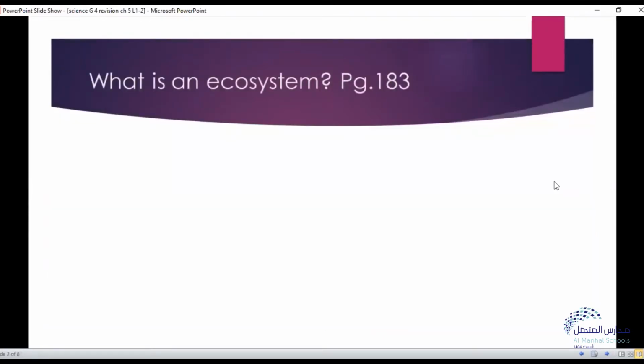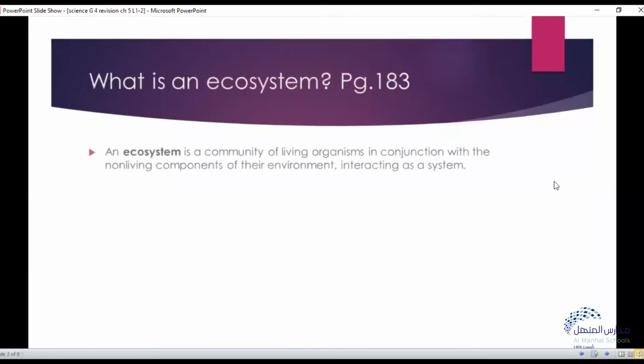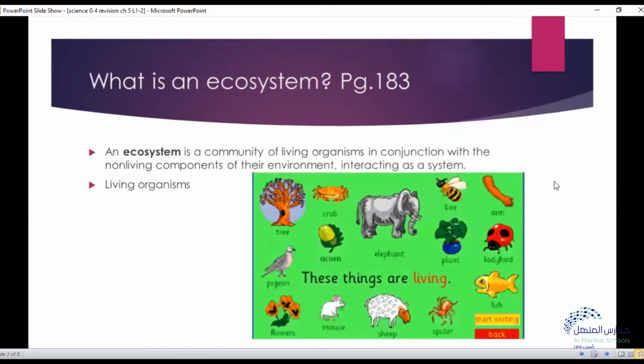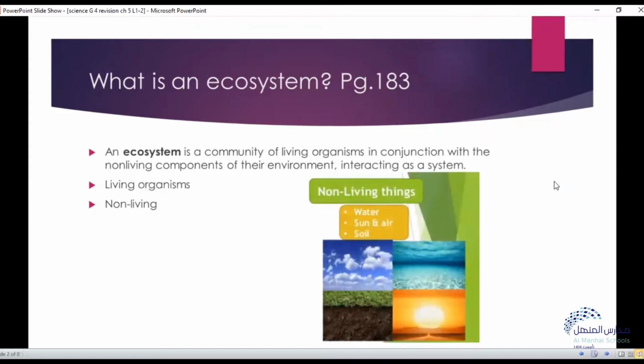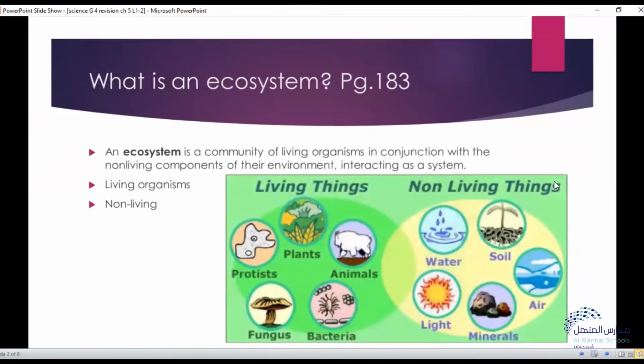On pages 1A3, we'll find the question, what is an ecosystem? An ecosystem is a community of living organisms in conjunction with the non-living components of their environment, interacting as a system. So you get living organisms, which are everything that lives. Those are animals, insects, including the plants. Then you get your non-living things like water, sunlight, and soil. All these things interact together to make an ecosystem.